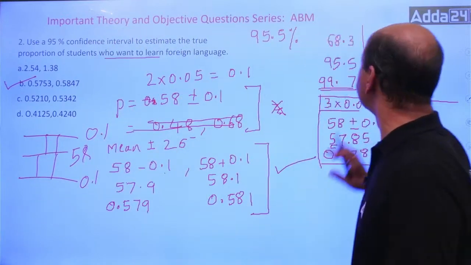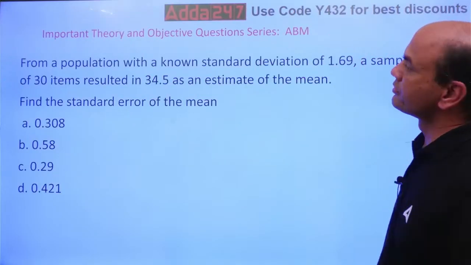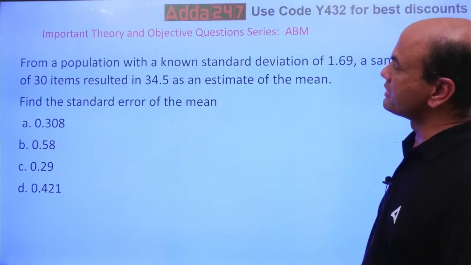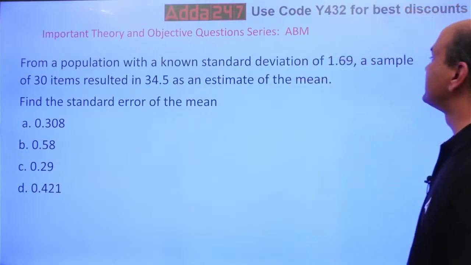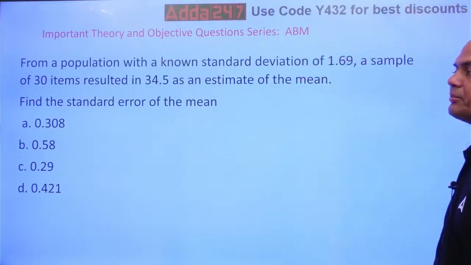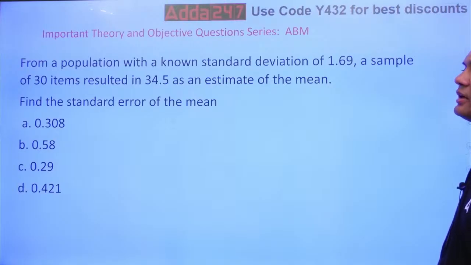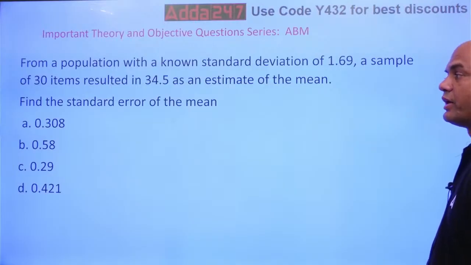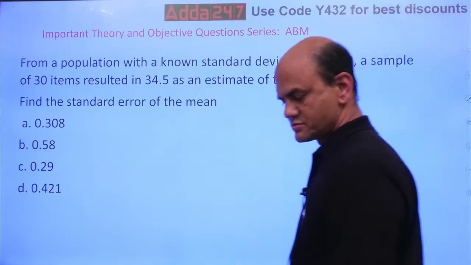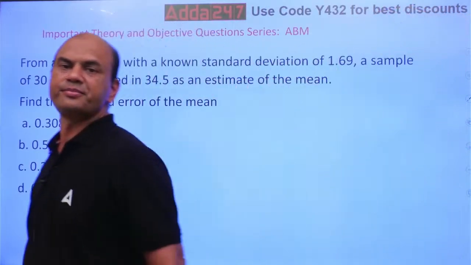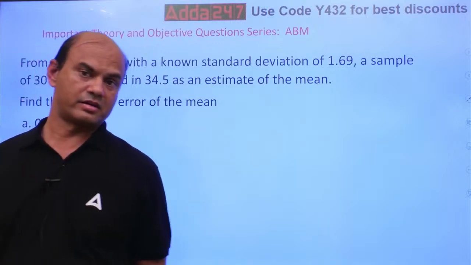Another one. From a population with a known standard deviation of 1.69, a sample of 30 items resulted in 34.5 as an estimate of the mean. Find the standard error of the mean. Now you try this.